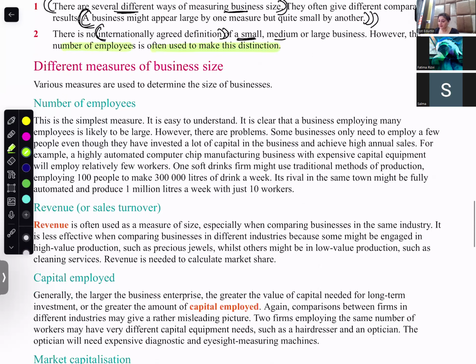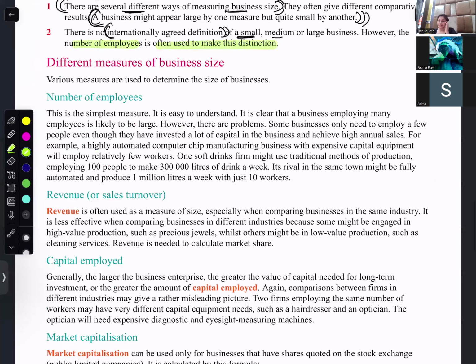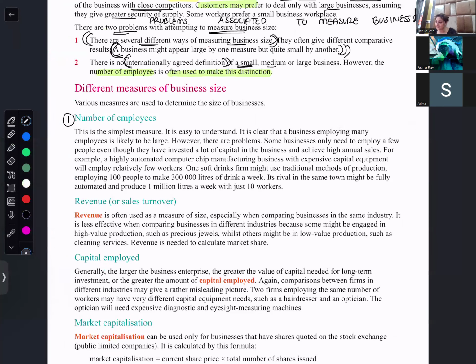So there are different ways to measure size of the business. First measure is number of employees. This is very simple. It is very easy to understand. What is it? If you're employing many employees, you have a large business. And if you're employing fewer employees, you have a small business. Are you with me? Yeah.